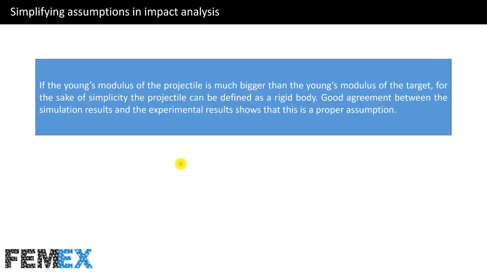Here, I want to talk about the simplifying assumptions in impact analysis. If the Young's modulus of the projectile is much bigger than the Young's modulus of the target, for the sake of simplicity, the projectile can be defined as a rigid body. Good agreement between the simulation results and the experimental results shows that this is a proper assumption. Or if the Young's modulus of the target is much bigger than the Young's modulus of the projectile, we can assume that the target is a rigid body.